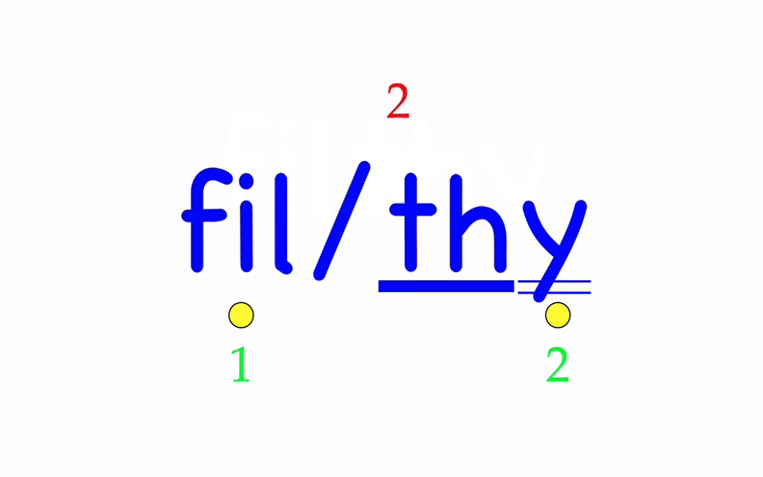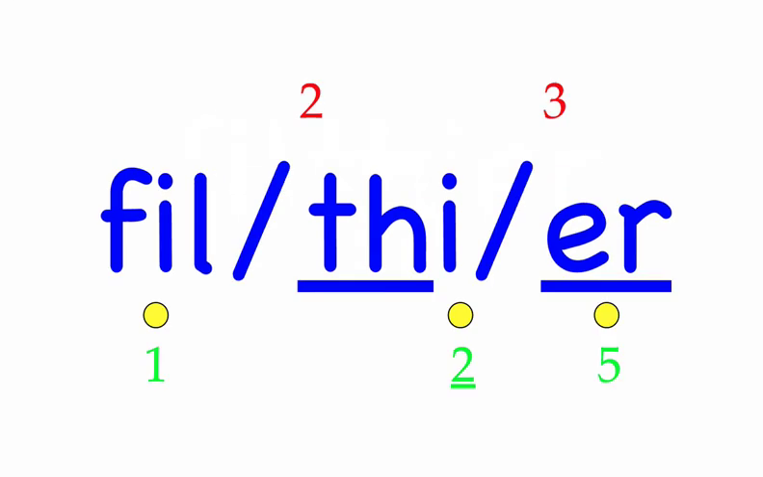Filthy. Filthier, three syllables. First syllable, fill, three sounds. F, I, ul. Th, two sounds. Th, I, one sound. Filthier. Mark the word. Filthier. And our final word pair is penny, pennies.